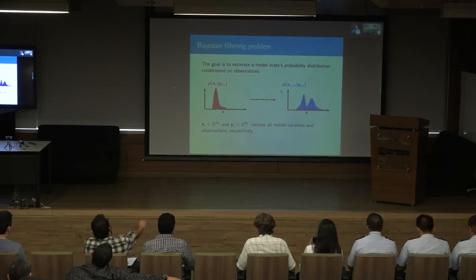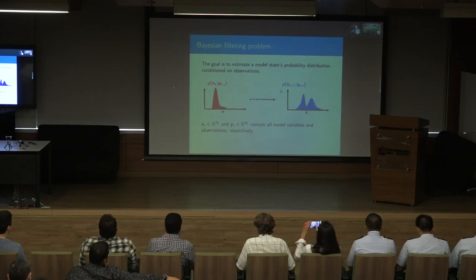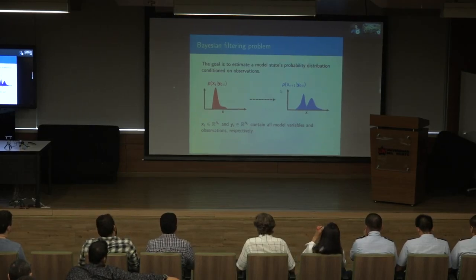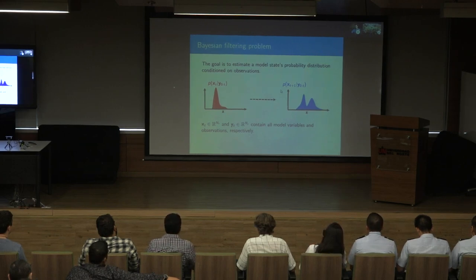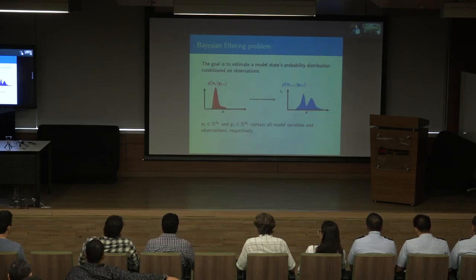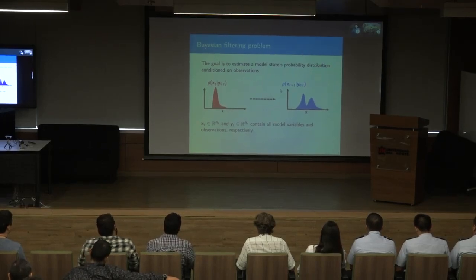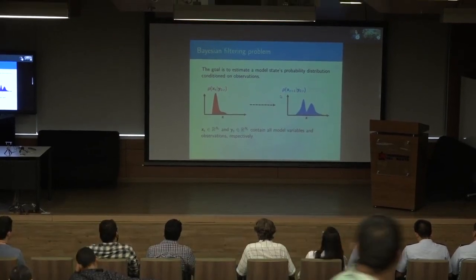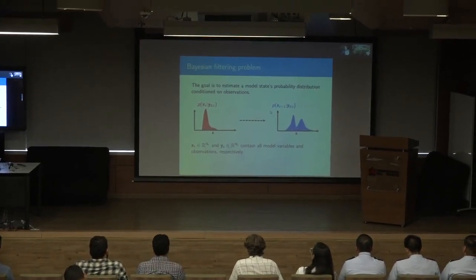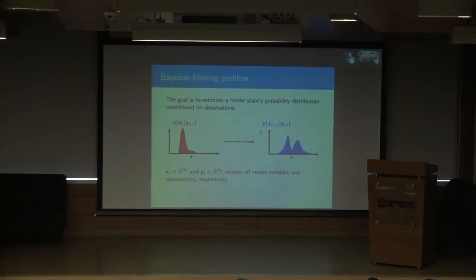And so just to begin, a quick recap of the seminar on Tuesday. First, I introduced this Bayesian filtering problem, which is just a generic data assimilation. The goal is to estimate a model state's probability distribution conditioned on some measurements. We have our state vector, which we're going to call x, of size nx, and our observation vector y, of size ny. x contains all of our state variables or model variables, and y contains all the observations.